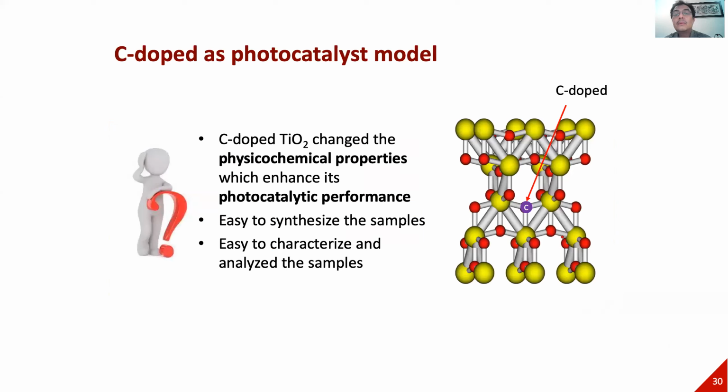So we chose carbon-doped titania as the photocatalytic model because, in these samples, the carbon doping changes the physicochemical properties, which enhances its photocatalytic activity. And number two, it is easy to synthesize and also easy to characterize.